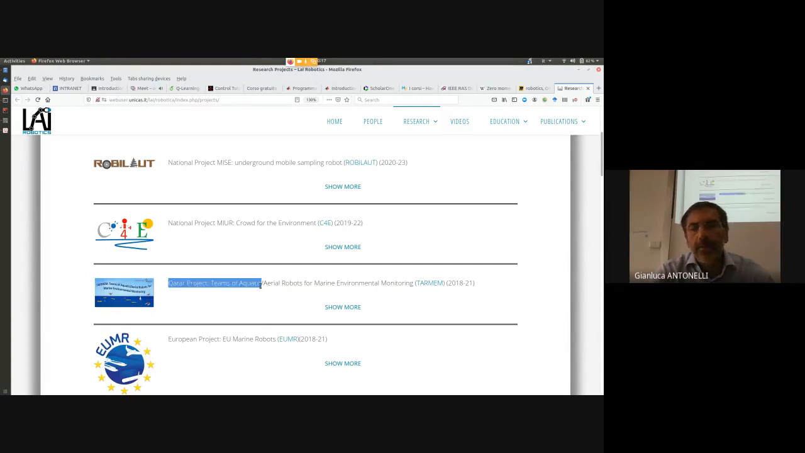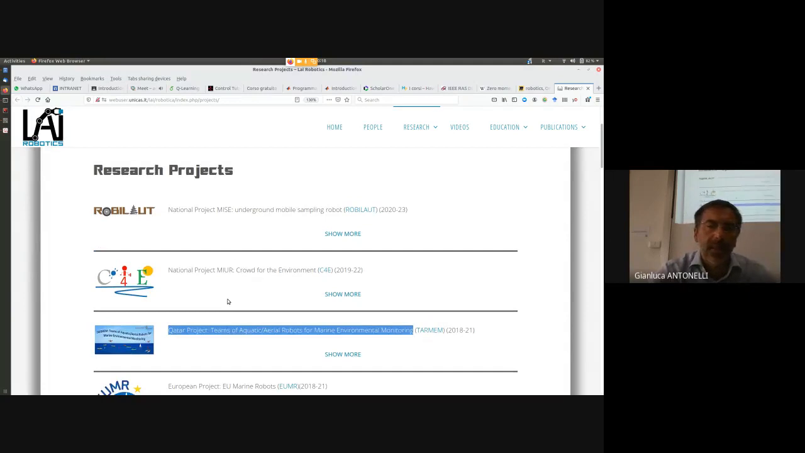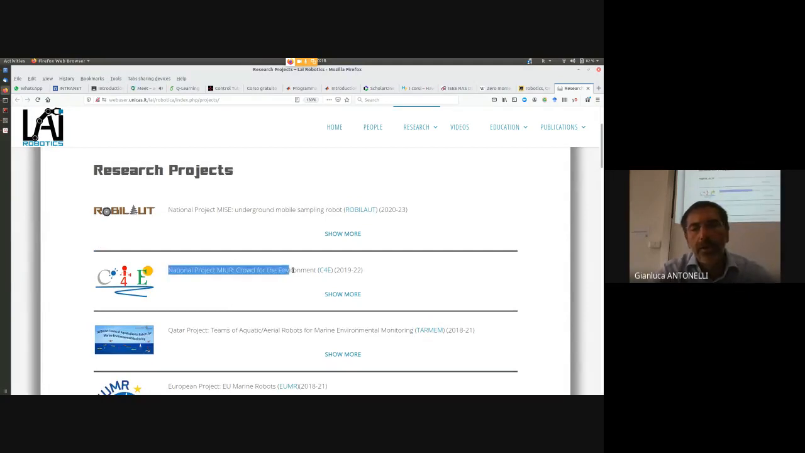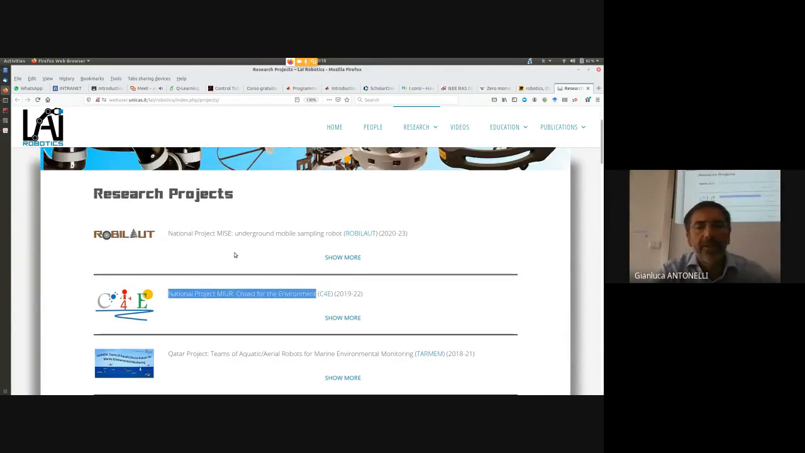And then we have another project. This is driven by Professor Arichello, and is funded by Carnegie Mellon in Qatar, the American university that has a site in Qatar. It is about multi-robot aerial and marine systems that work in collaboration to do some tasks, for example, monitoring. This is a national one where the idea is to have distributed sensing, fixed and mobile, and a mobile sensor is a robot to monitor the environment. This is another national one where we need to make underground sampling, and so we are developing an underground robot.